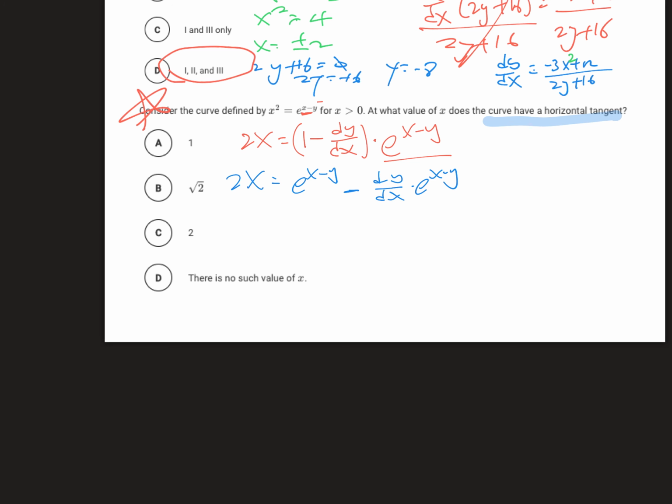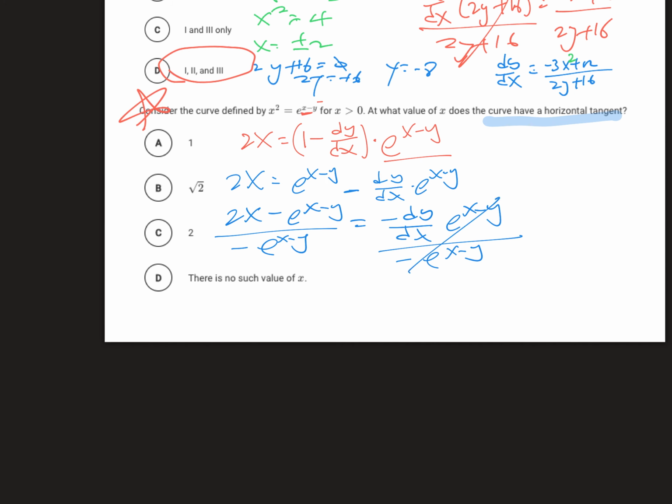Next, let's subtract e to the x minus y from both sides. So I have 2x minus e to the x minus y equal to negative dy dx times e to the x minus y. Now let's go ahead and divide. To get dy dx by itself, I'm going to divide both sides by negative e to the x minus y. Therefore, my dy dx is also isolated.